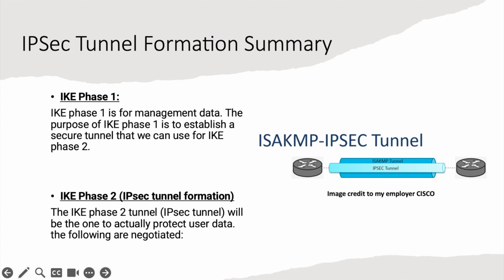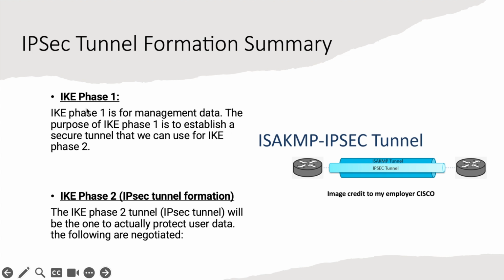Before we dig deep into IKE Phase 1 and IKE Phase 2, let's have a look at a summary of the two phases. IKE Phase 1 is used for management data. The purpose of Phase 1 is to establish a tunnel that we can use to build IKE Phase 2. This image that I borrowed from Cisco summarizes it quite well. The ISAKMP tunnel, don't get confused by the naming.